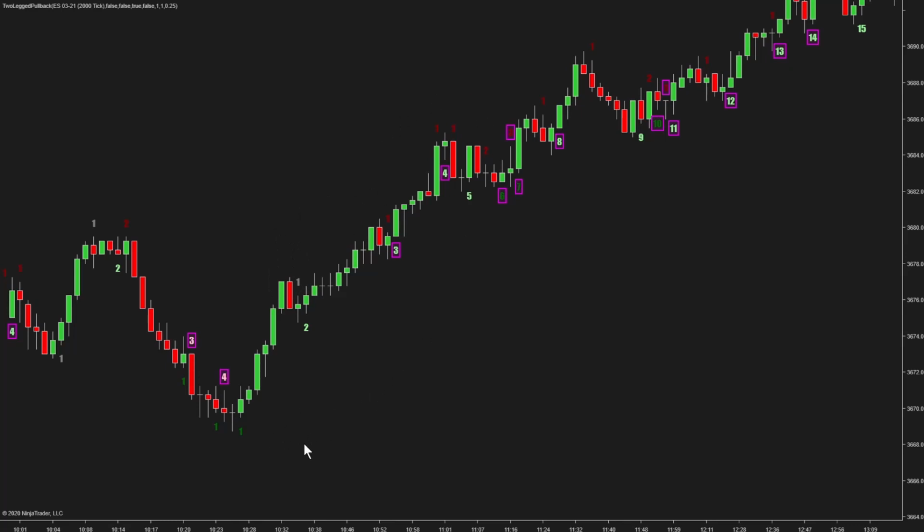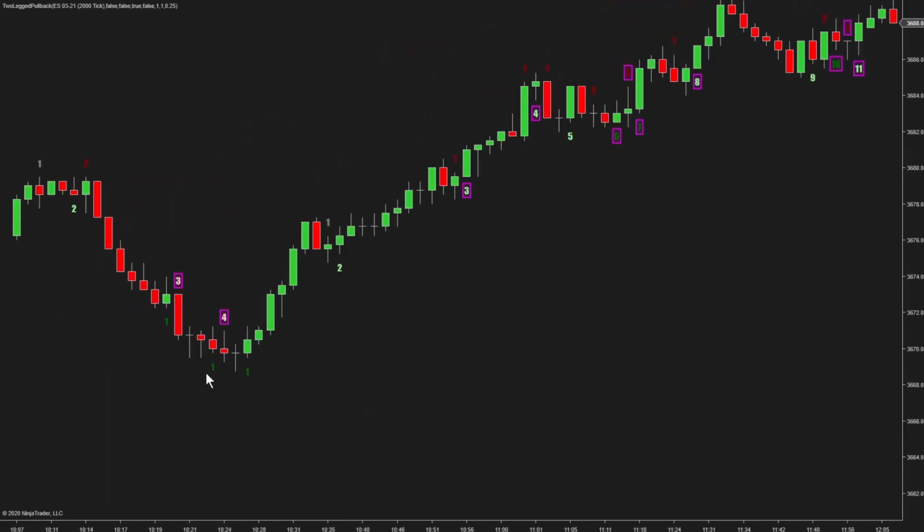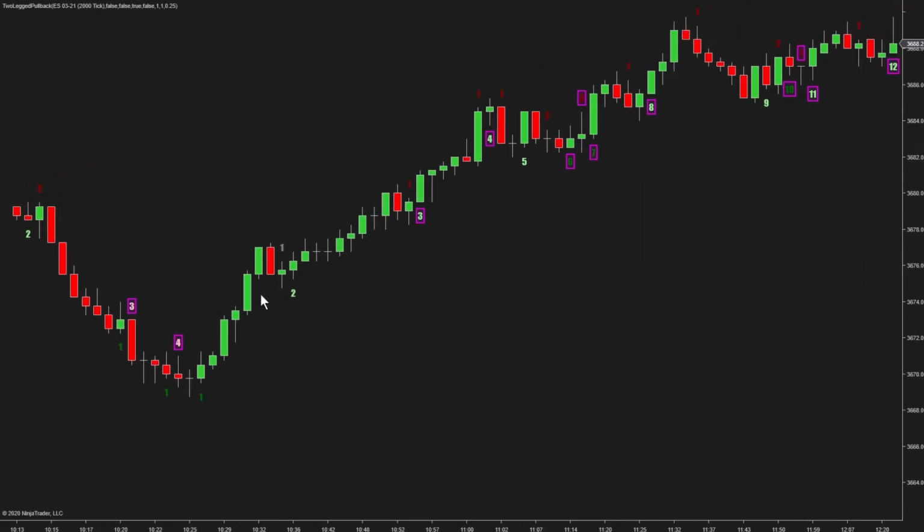Here, let's take a look at the bull legs. We see here that there is a number 1. This number 1 means that this is the first bull leg in a series. We have a bear leg here, and once the candle breaks a prior candle's high, then that commences the next bull leg, which we see here with a number 2.